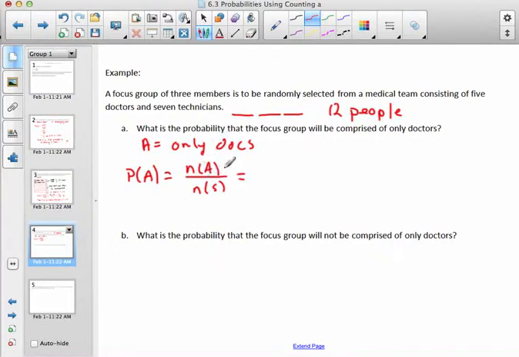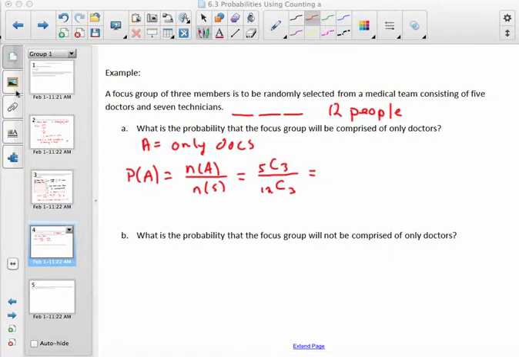So if we're going to select 3 doctors, right, because it's only a committee of 3, and they all have to be doctors, well, we can only select them from 5 different doctors. So we're going to have 5 choose 3. However, there's 12 people altogether. So the ways that we can choose any 3 people would be 12 choose 3. And if you want to simplify that the long way, you can, or you can get out your calculator and do it.